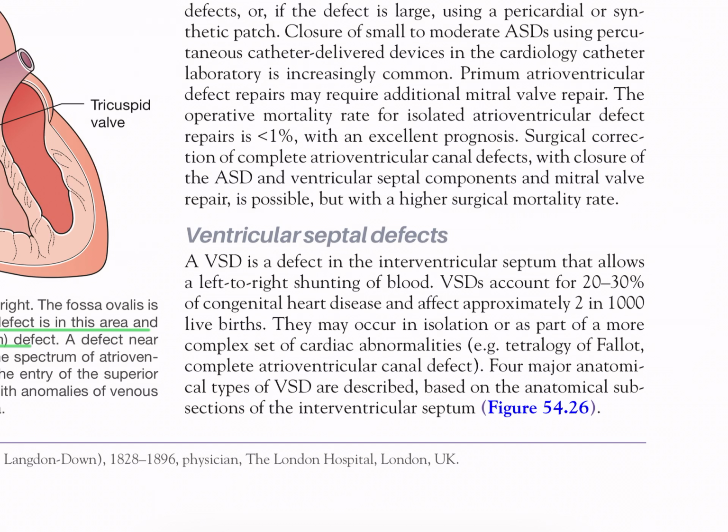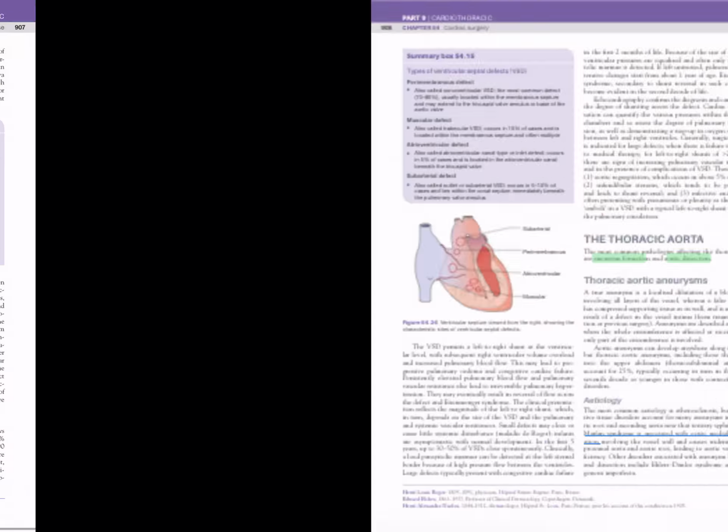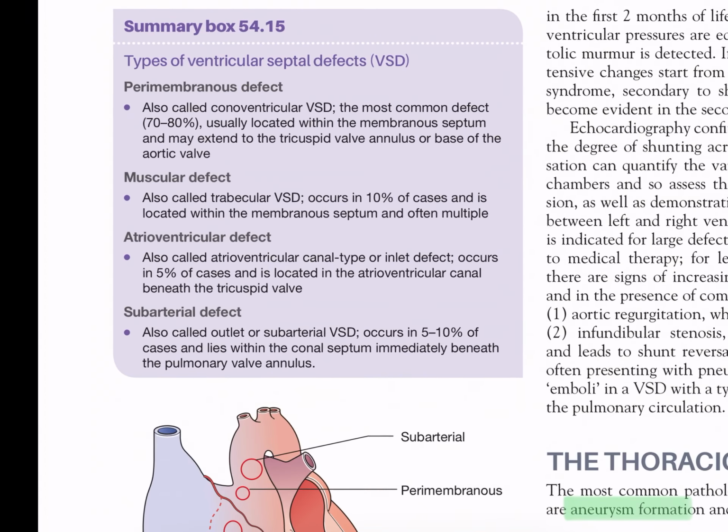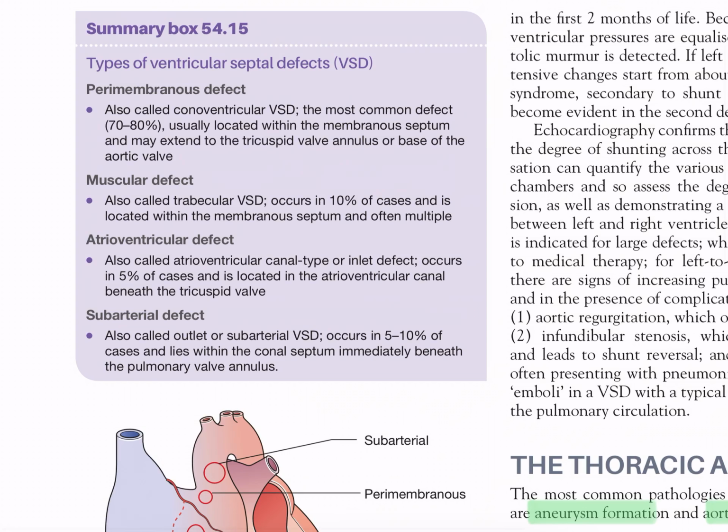Four major anatomical types of VSD are described based on the anatomical subsections of the interventricular septum. Types of ventricular septal defects: perimembranous defects, also called the conoventricular VSD, the most common defect, 70 to 80%, usually located within the membranous septum and may extend to the tricuspid valve annulus or base of the aortic valve.